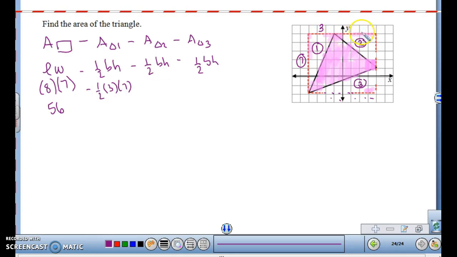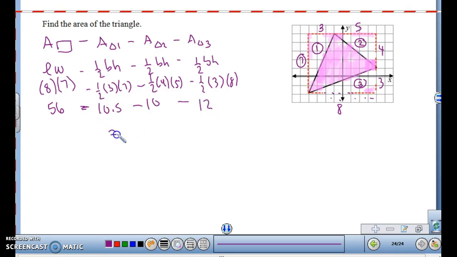This one, well, since this was 8 and this is 3, this one's going to be 5. This one is going to be 4, and this is going to be 3 right there. Okay, so filling those in, 1/2 times 4 times 5 will be this triangle, and this one will be 1/2 times 3 times 8. So this works out to be 56 minus 10.5 minus 10 minus 12, and your area is 23.5 square units. So we use subtraction from a bigger figure of one we could do and figure out what we wanted.